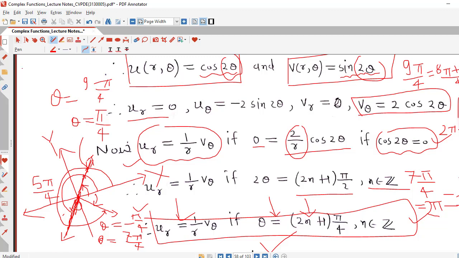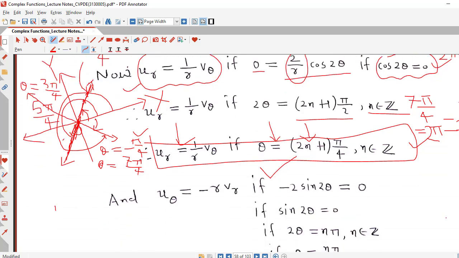Now for which value of n will I obtain this part? This is nothing but pi minus pi by 4. This part is pi by 4 and the whole angle is pi. So it is pi minus pi by 4, that is 3 pi by 4. So for which value of n is the angle 3 pi by 4? We can compare in this way also.